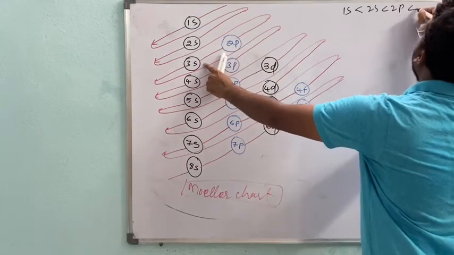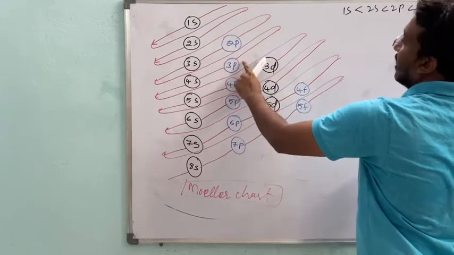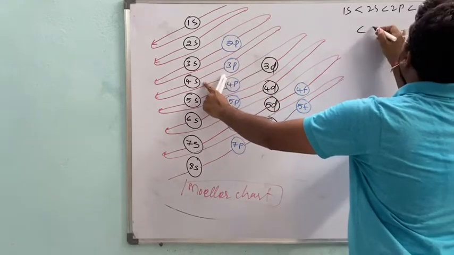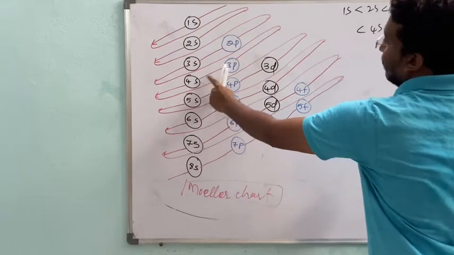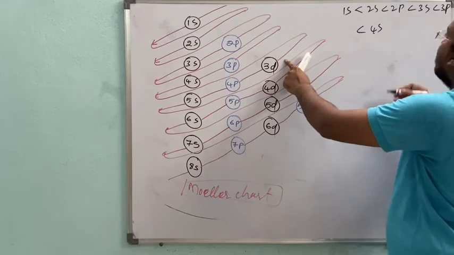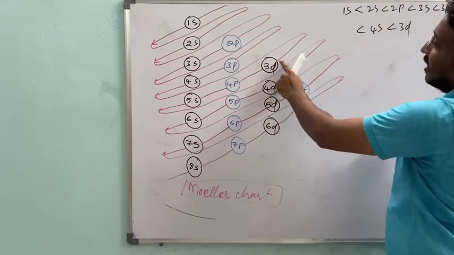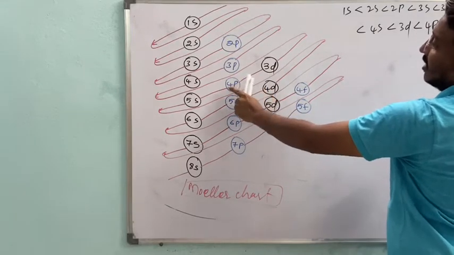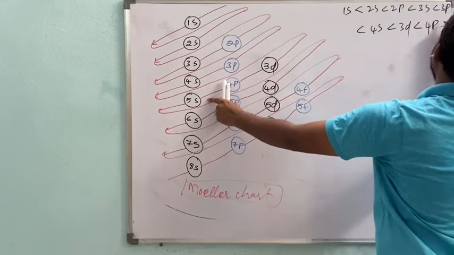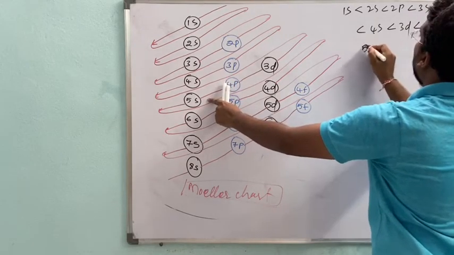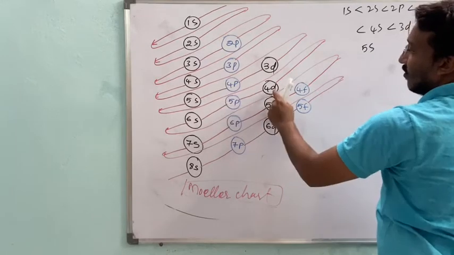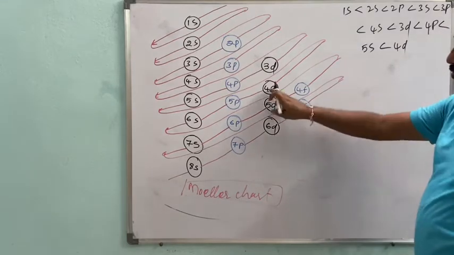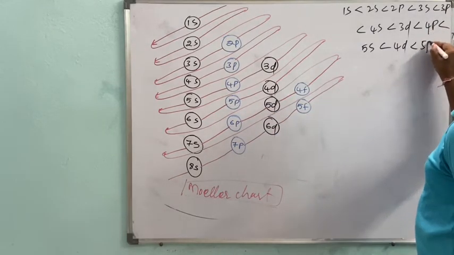After 2p we have to fill 3s. Compared to 3s, the 3p orbital's energy level is greater, right? Then 4s. Compared with 4s, the 3d orbital's energy is greater, right? Compared with 3d, 4p's energy is greater. Compared with 4p, 5s is greater, right? Comparing 5s and 4d, 4d has the greater energy.